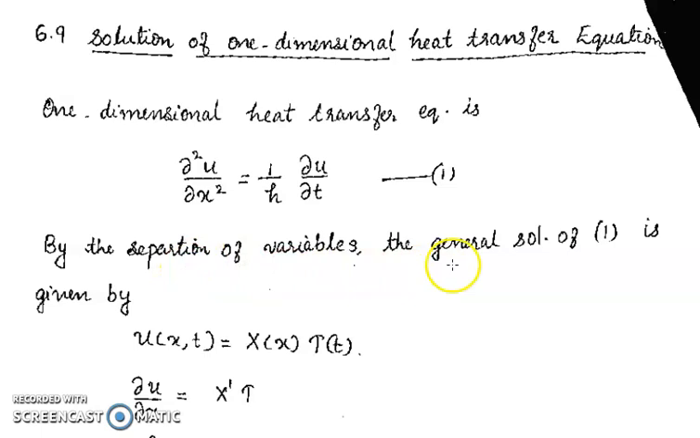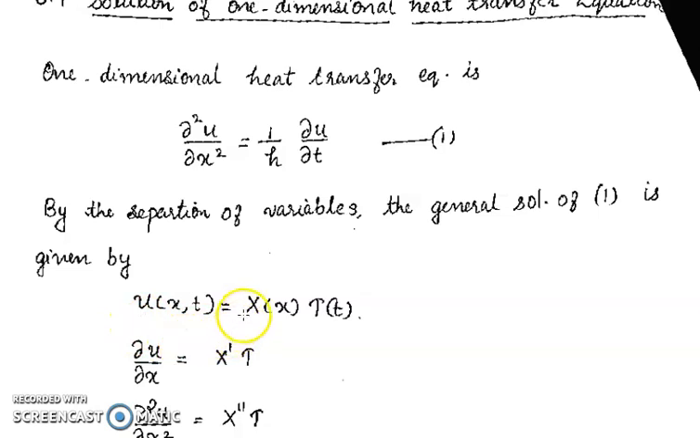Then by the separation of variables, the general solution of equation 1 is u(x,t). That is, u is the dependent variable and is a function of the independent variables x and t. So we can take u(x,t) equal to capital X(x), where small x is the independent variable and capital X is a function of x alone, into capital T(t), where small t is the independent variable and capital T is a function of t alone. Thus we have u = XT.